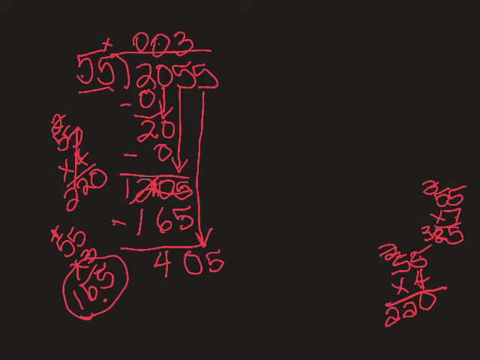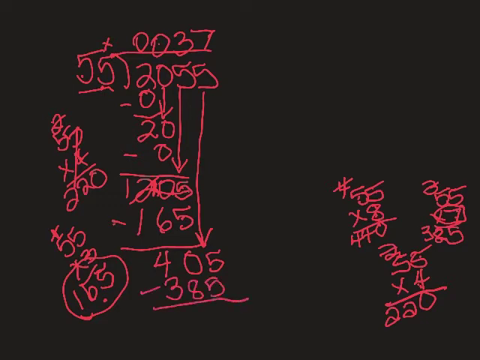385 is probably the closest we're going to get, but I need to check the 8 to see if we can get closer. So let's see. 8 times 5 is 40. Carry my 4. 8 times 5 is 40 plus that 4 is 44. Okay, 440 is too big, so we're going to go with the 7. Okay, I put my 7 at the top. I know that 7 times 55 is 385. So now I can subtract.